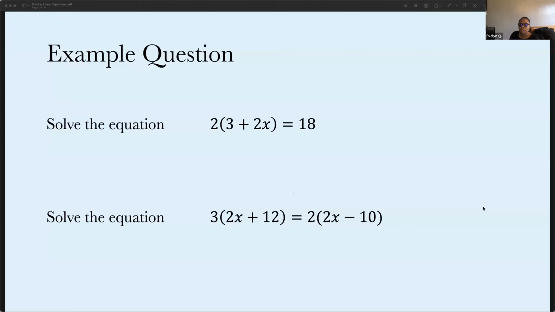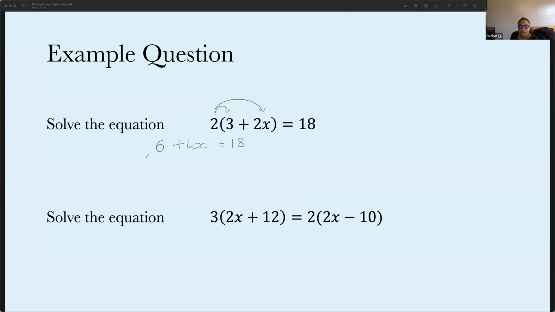Right, let's have a look at this question. We're going to expand the brackets first. So we're going to do 2 times 3 and then 2 times 2x. 2 times 3 is 6. 2 times 2x is 4x. And this equals 18.